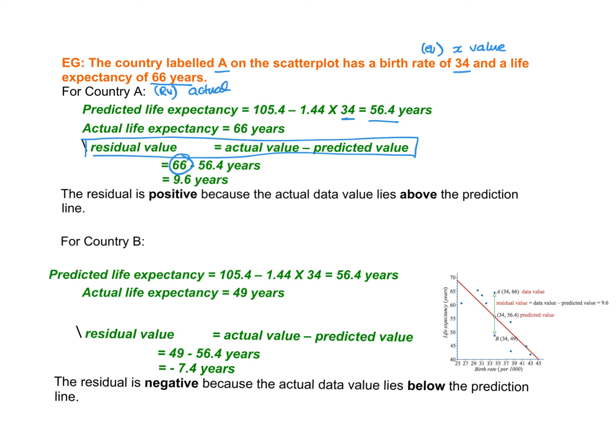Okay, and then down here, we do an example of a negative one because the actual was 49. They said for the country with 34, there were actually 2 countries with 34. So we're still using the same predicted, but that country only actually had a life expectancy of 49, and so their residual was negative. All right?